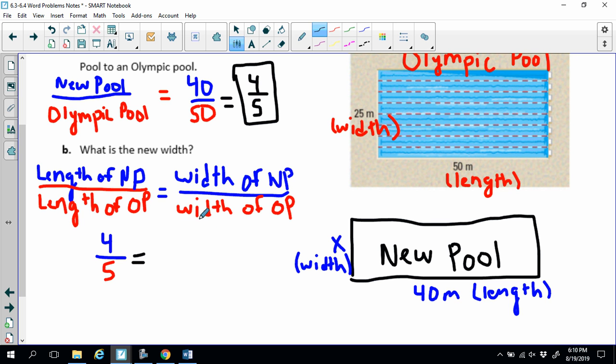multiply very high numbers. Now the width of the new pool, we do not know. So I'm going to put an X there. And then the width of our Olympic pool, notice it's 25. So I'm going to put that there.